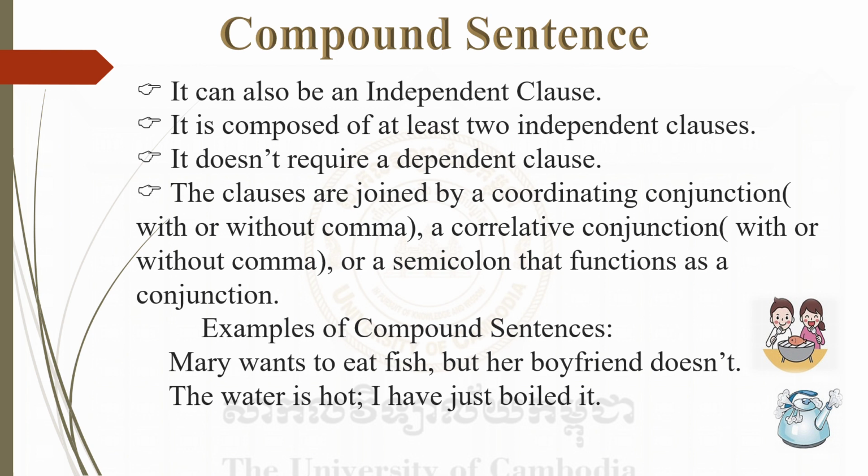For example, Mary wants to eat fish, but her boyfriend doesn't. The water is hot. I have just boiled it. So you can see these two sentences. There are two independent clauses that are joined by a coordinating conjunction, comma and semicolon.